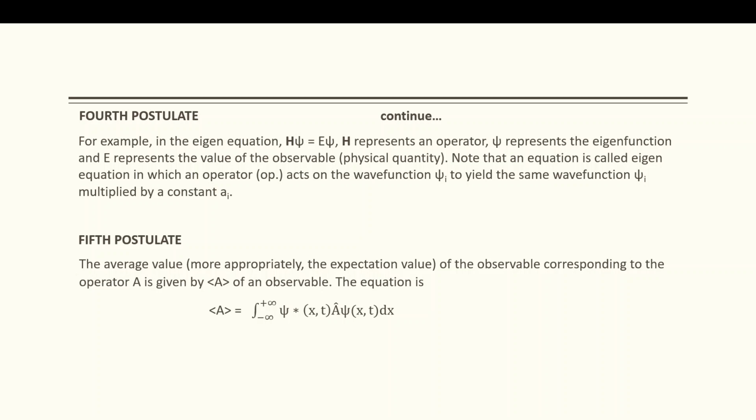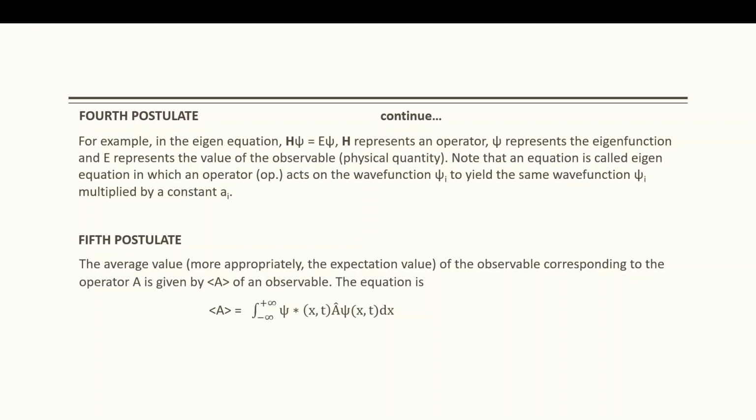For example, in the eigen equation H psi equals E psi, H represents an operator, the Hamiltonian operator. Psi represents the eigen function, and capital E represents the value of the observable physical quantity. Note that an equation is called an eigen equation in which an operator acts on a wave function, for example psi i, to yield the same wave function multiplied by a constant. Such equations are called eigen equations.